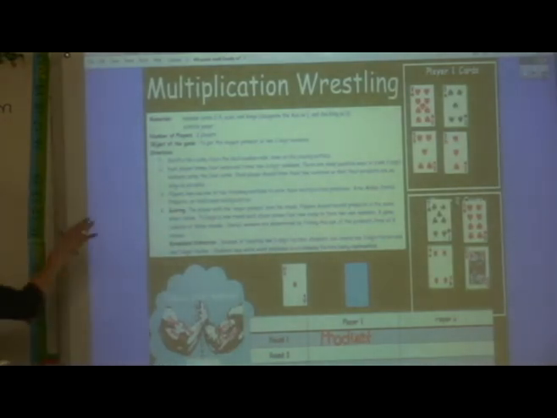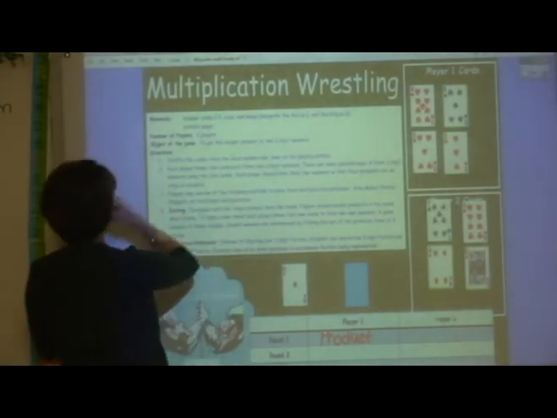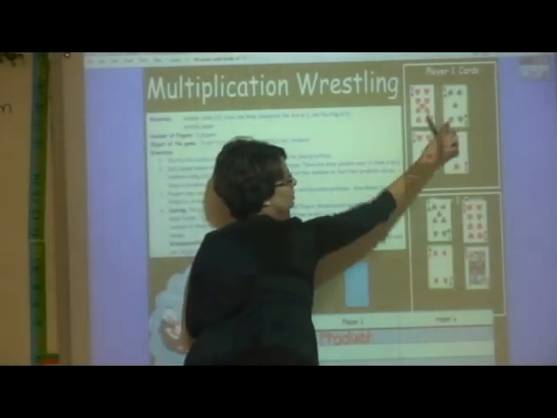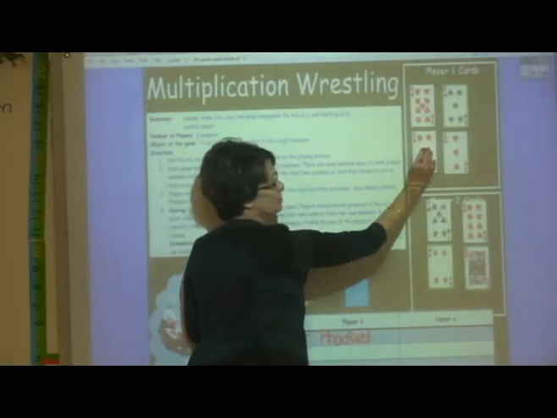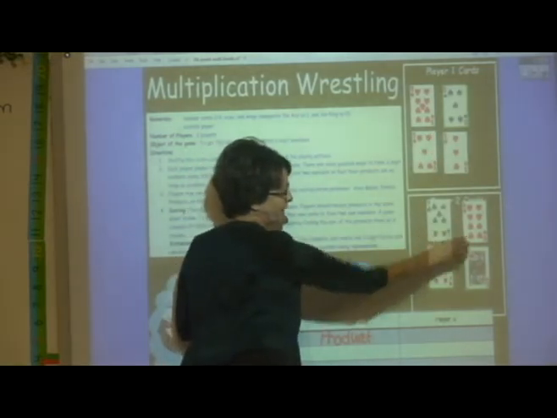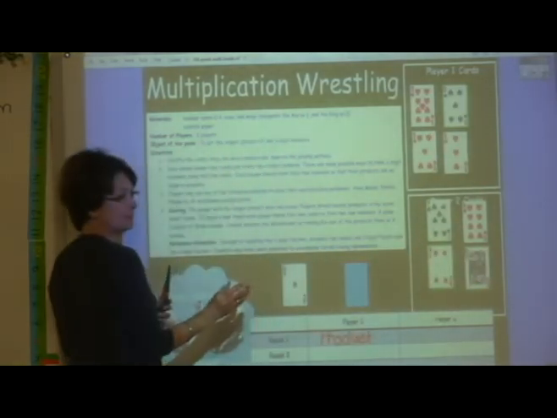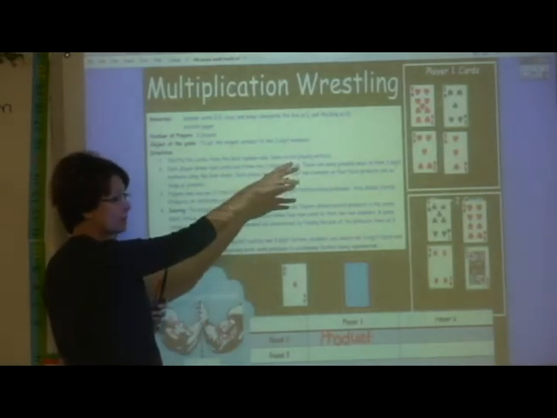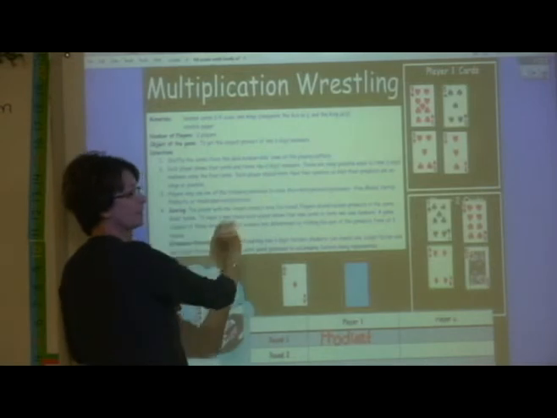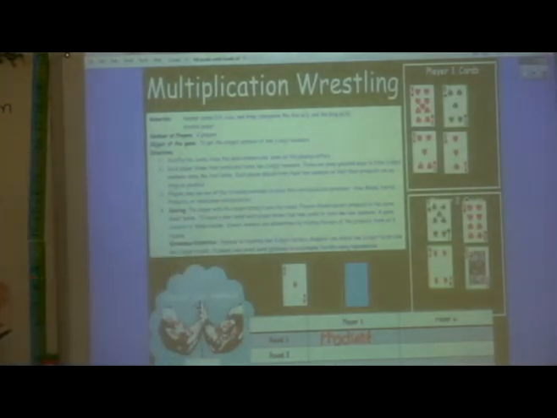You could make it easier by just pulling a 2-digit times a 1-digit. So you wouldn't pull that 4th card, they could do 95 times 5, and this person could do 75 times 4, just shorten it. If you want to make it harder, you could go up to a 3-digit times a 1-digit, or 3-digit times a 3-digit if you want that challenge. But the rules are on the sheet.